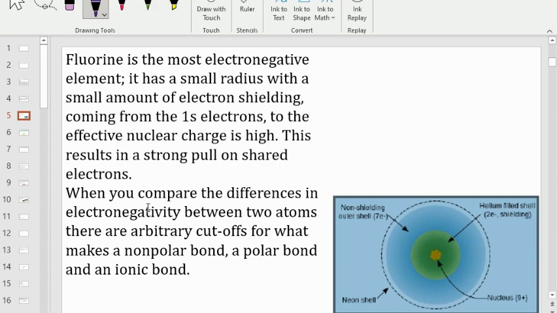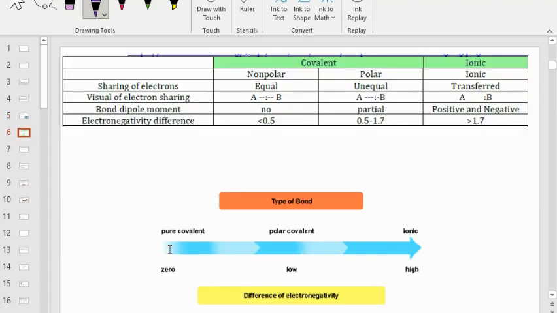Okay, so we talked about how that's going to be pulled off, comparing those electronegativity differences. There are what we say are arbitrary cutoffs for polar, nonpolar, and ionic. Generally speaking, it's nonpolar if it's around 0.5 or less. It's polar if it's between 0.5 and 1.7. A lot of times in texts, you'll see 1.67 for that value. And if it's greater than that, then it's typically considered ionic.